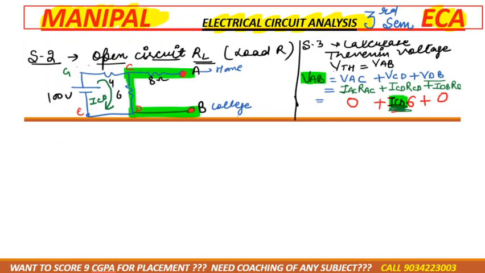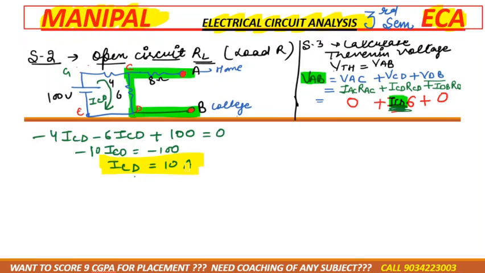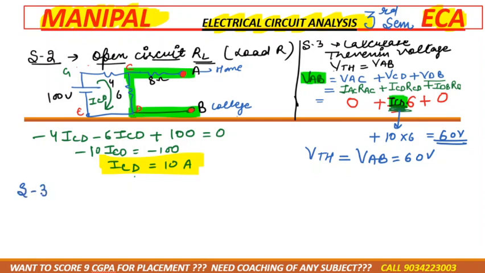Okay, now calculate it. The ICD value we got is 10 ampere, so we can put it here. It would be 10 into 6, that would be equal to 60 volt. So finally we got the Thevenin voltage, denoted by VTH, and VAB would be equal to 60 volt.